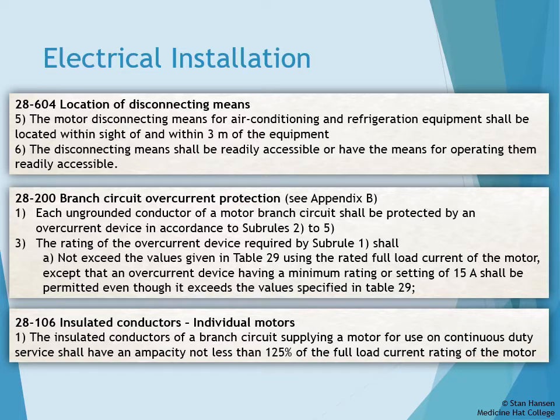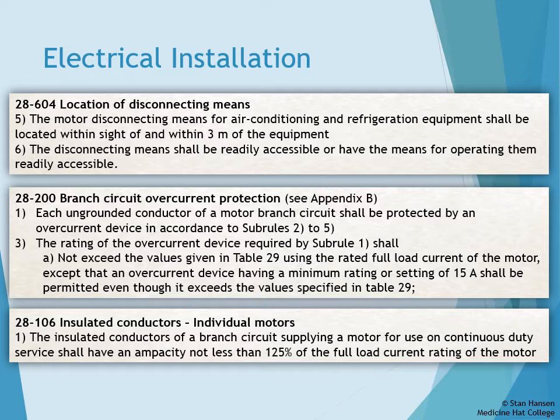Due to the compressor and the motor that's inside it, we need to consider motor code rules as well. Rule 28-604 Subrule 5 states that we need to have the disconnecting means for the air conditioning equipment within sight and within 3 meters of the equipment. But also keep in mind, if you place the disconnect directly behind where the air conditioner is going, it may not be accessible. So make sure that you place it in a smart location that you want to work on it.